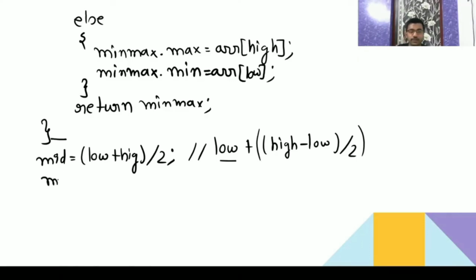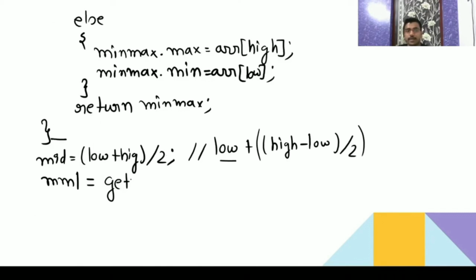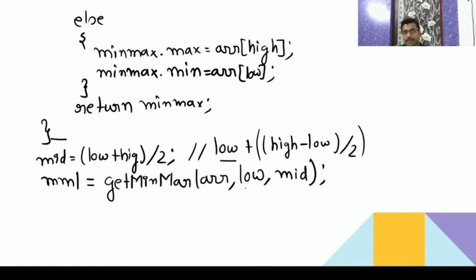Now you call that get min max. Yes, I'm doing a recursive call. The name is get min max. Get min max, then array, low is going to your low only, and high is going to your mid. You are finding the min max on the first half. Okay, for the first half. So this MML is going to have the minimum and maximum in the first half.